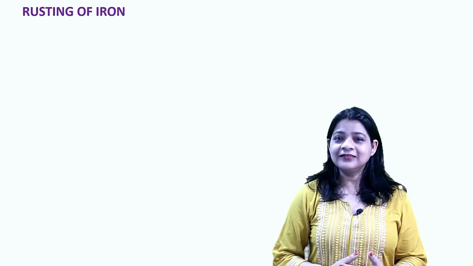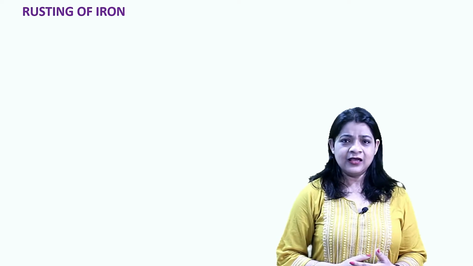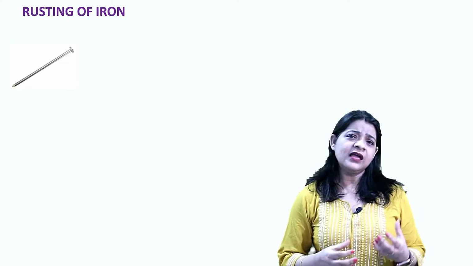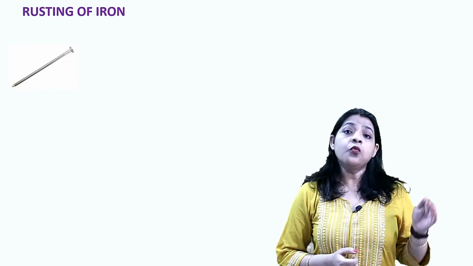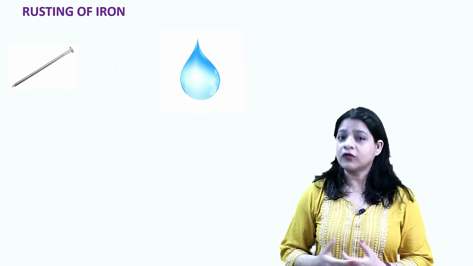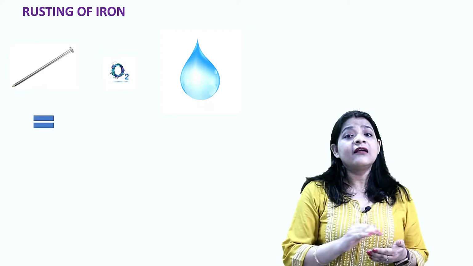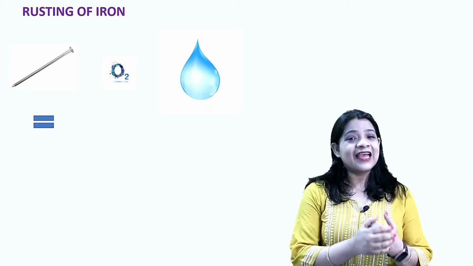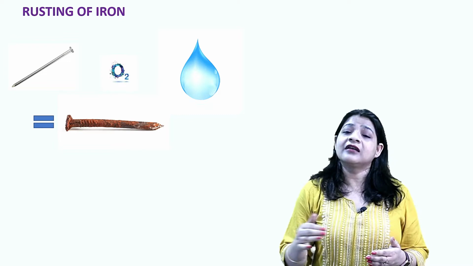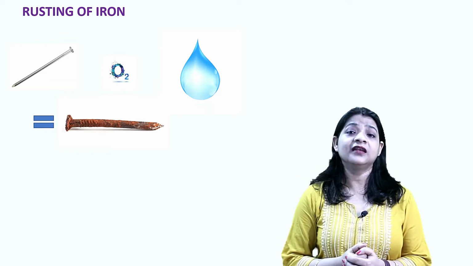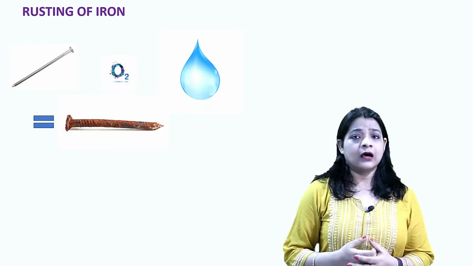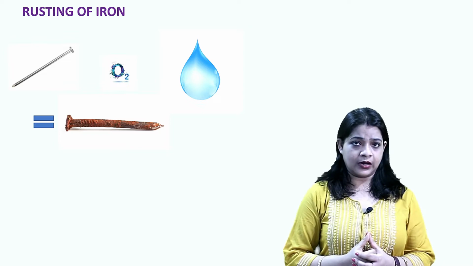Let's try to understand the rusting of iron more clearly. So let's take iron nails. The color of the iron nails is basically blackish gray. When these iron nails are exposed to water as well as oxygen, what happens? A layer of iron oxide gets deposited on the surface of the iron nails. The color of the iron oxide is basically reddish brown and so the entire iron nail gets converted into reddish brown color.